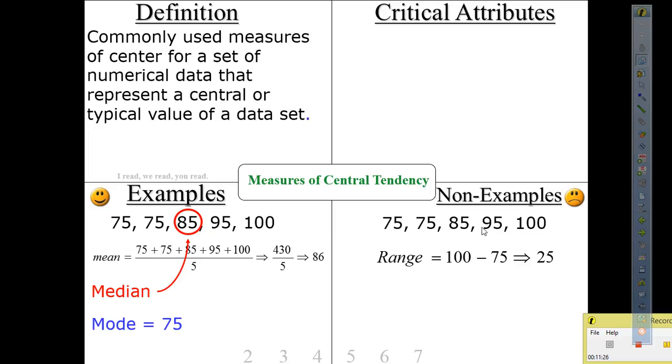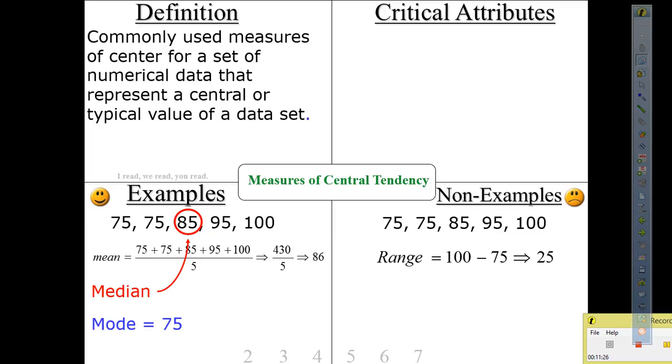Why are these not the measures of central tendency? Tell your neighbor why these are not measures of central tendency. Okay, say it out loud, Caden. It's just data. There's no computation done. There's no patterns figured out. Thank you, sir.